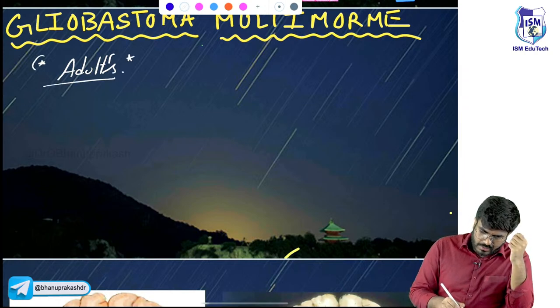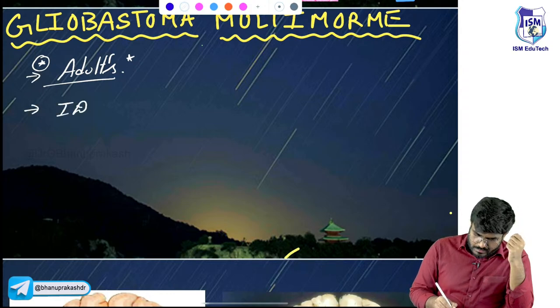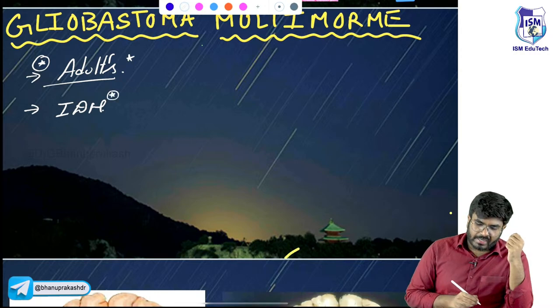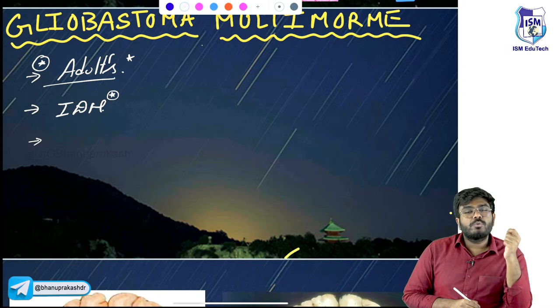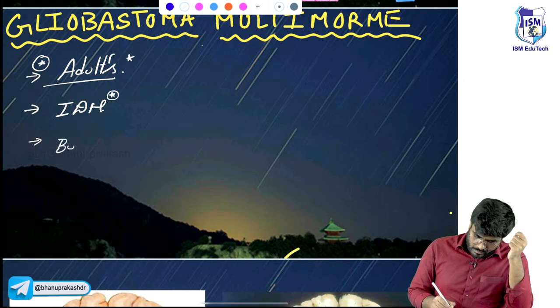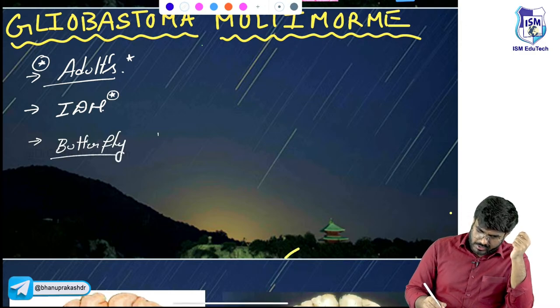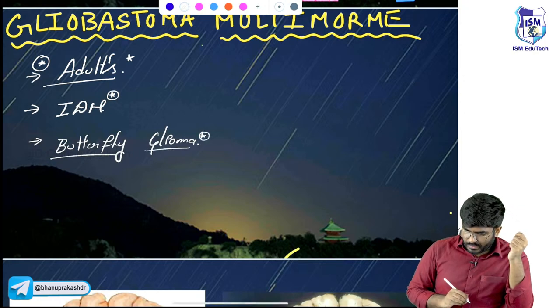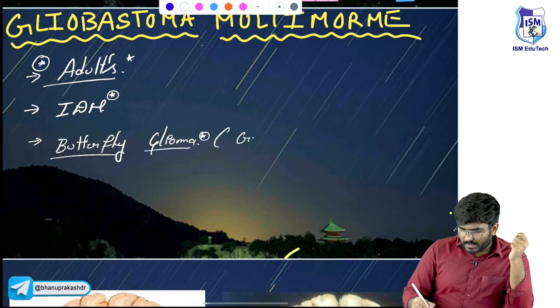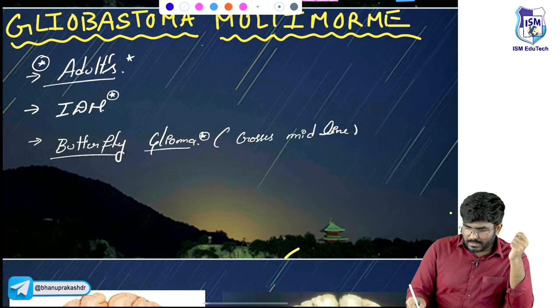What is the gene mutation? The gene mutation is IDH. This IDH gene mutation is going to be seen. How is that tumor going to look? It is going to look like a butterfly. This is also called butterfly glioma. Why does it look like a butterfly? It crosses the midline.